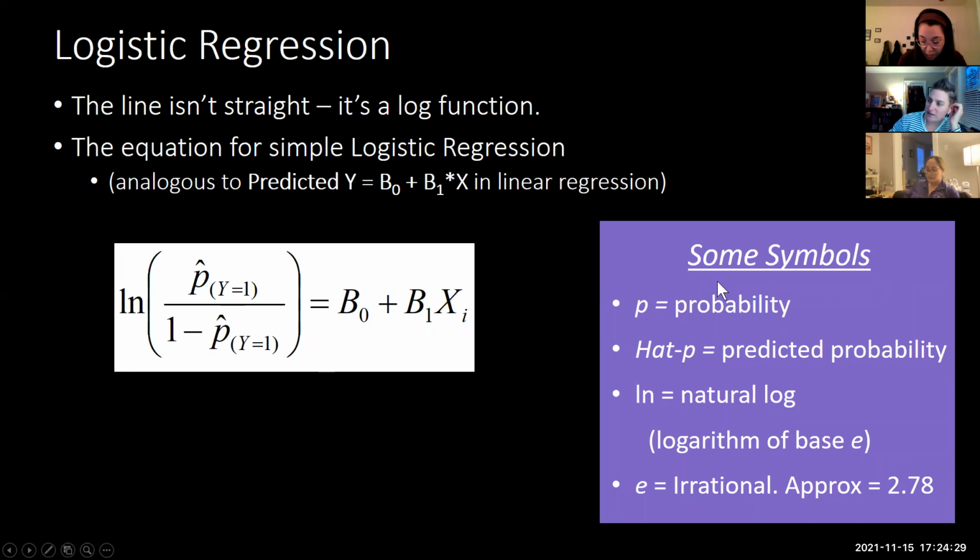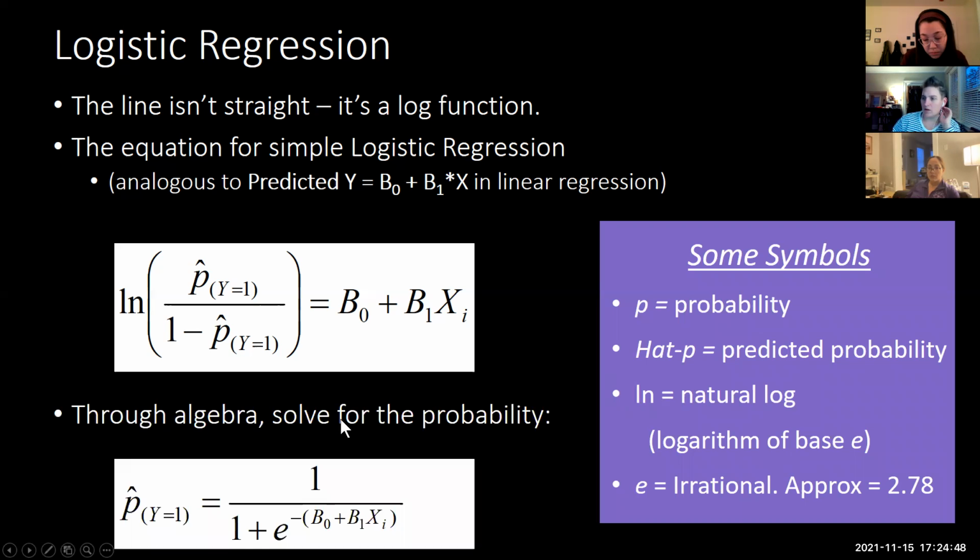So just to reiterate some symbols that I've shown you before, P is probability, hat P is predicted probability. Ln is the natural log, or the logarithm with base e. E is this irrational number, which is about 2.78. So through algebra, we can solve for this predicted probability. So the predicted probability is equal to 1 over the rest of this equation, which, look at this, b0 plus b1 times x1 looks real familiar.